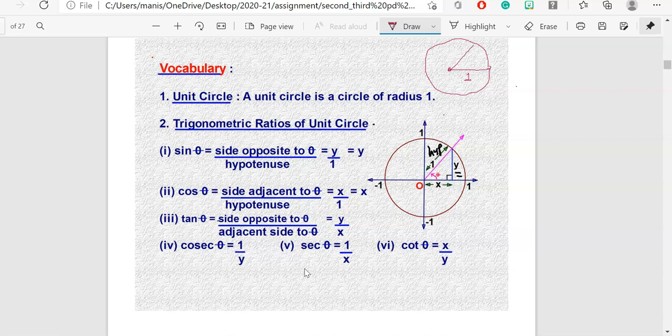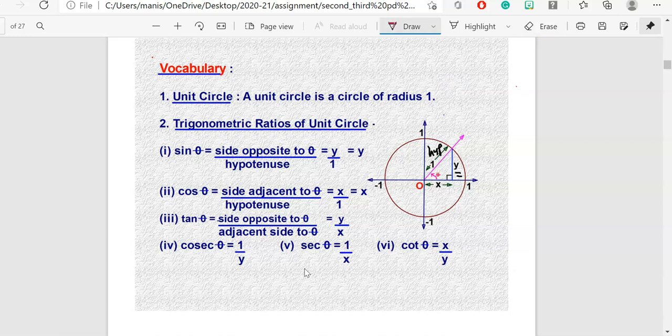Okay, so this means if this is one radius, it will be one over here. Everywhere the radius will be one. This will be one, this will be one, this will be one. We can say a circle has infinitely many radii. So a unit circle is a circle of radius 1.